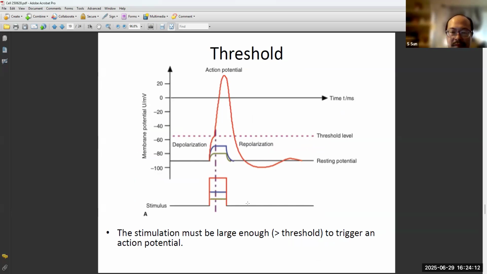Just like your touch, right? You stimulate it, and it has to be strong enough to trigger an action potential. Then you can transmit that signal to your brain, so you can receive that touching sensation, right?